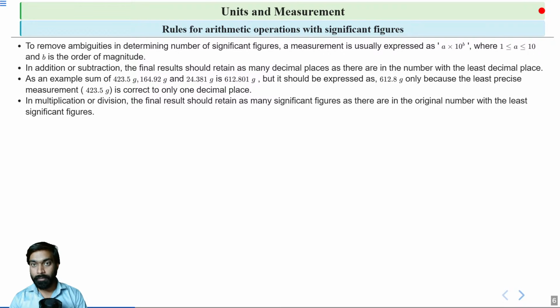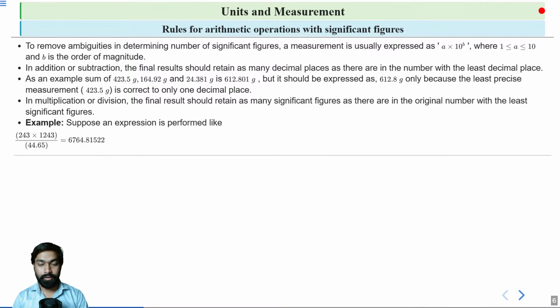The next rule is when we multiply or divide two or more numbers, the final answer should have as many significant figures as the number with the fewest significant figures among the original numbers. Let's understand with an example. Listen carefully, everyone. Here we have 243 times 1243 divided by 44.65.